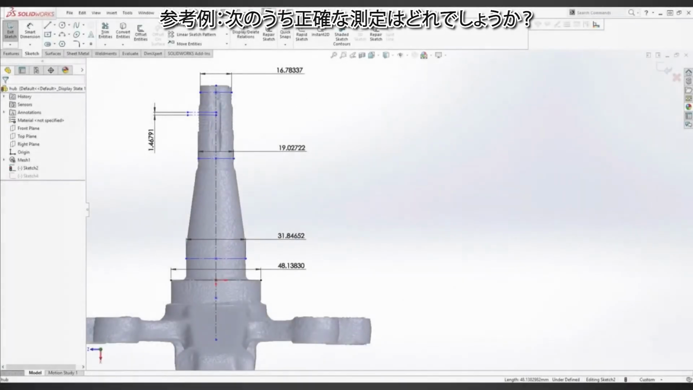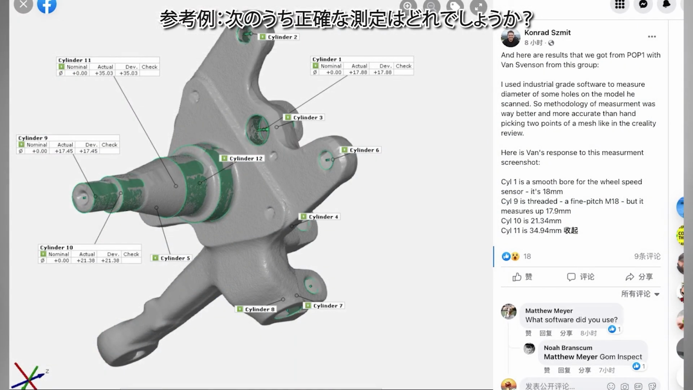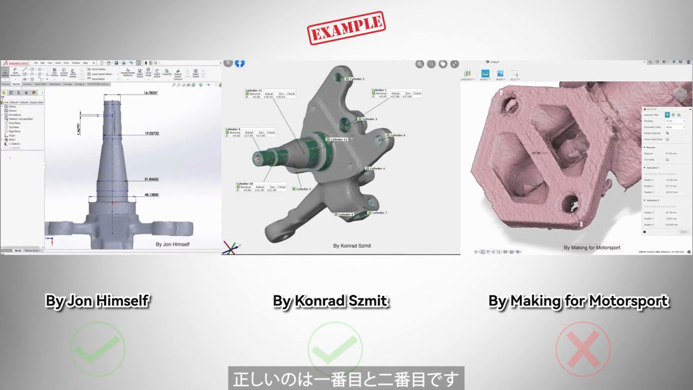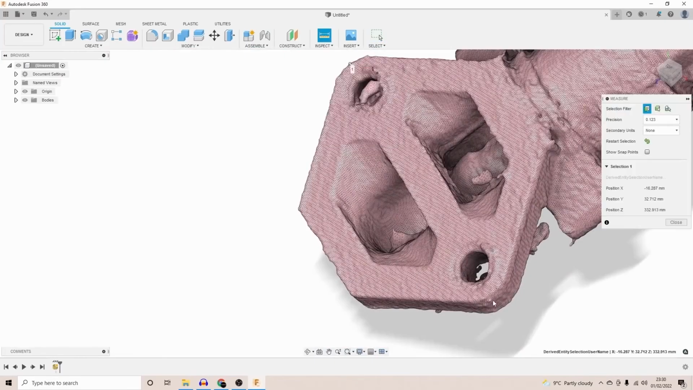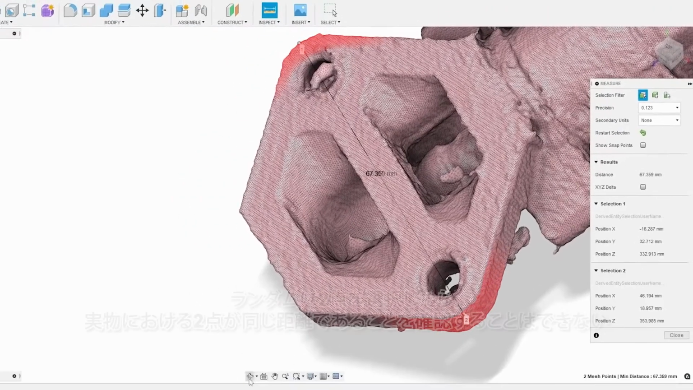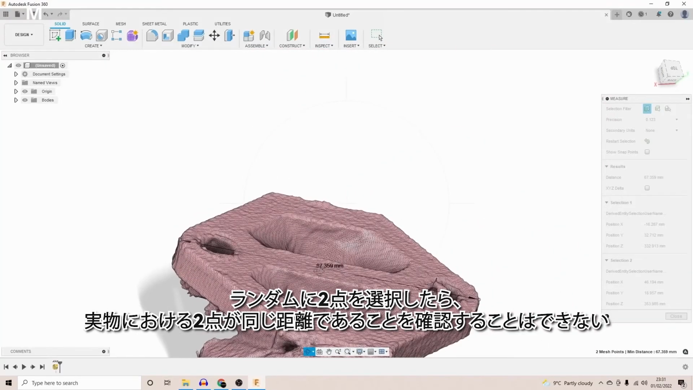Here are some examples. Check these pictures and guess which are accurate. Yes, the first and second one use the correct method, while the third one is questionable. Why? Because when you randomly choose 2 points, you cannot ensure that the 2 selected points represent the true distance between those 2 features.